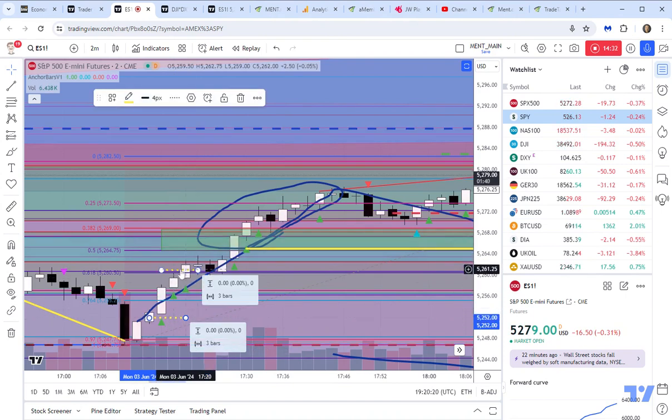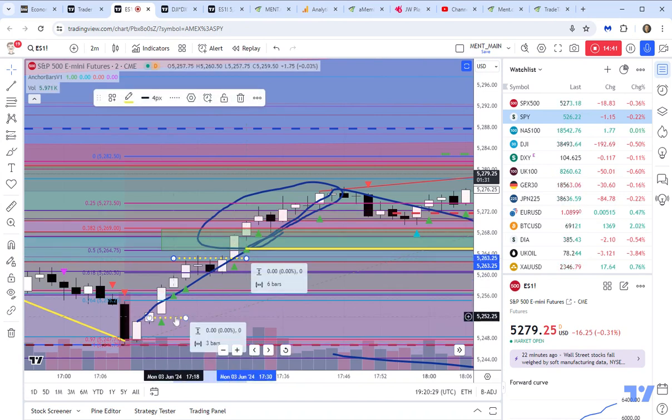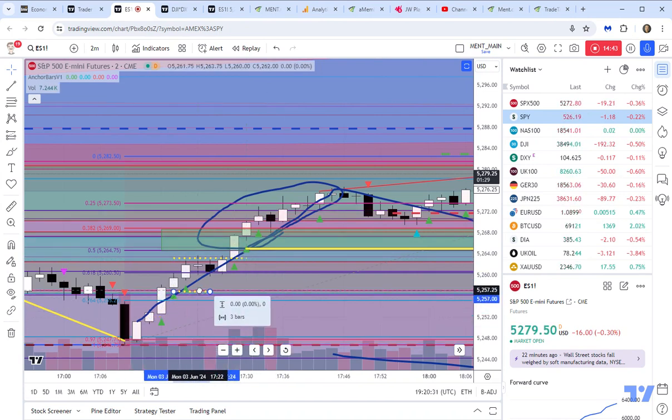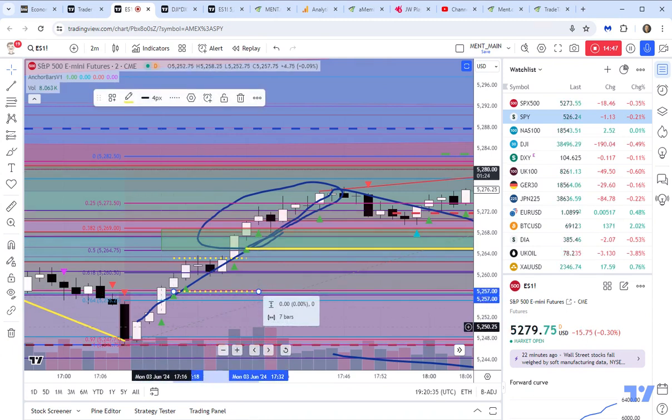It closes above. Okay, so now we got to get above this level. We start to get a little rotation right here. What do I do? Well, I'm not too concerned about it. Mathematically, I can move my level up here, extend it out a little bit, and say, okay, we're in an uptrend.